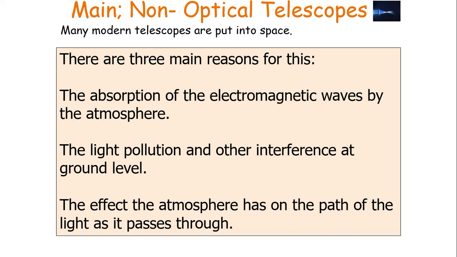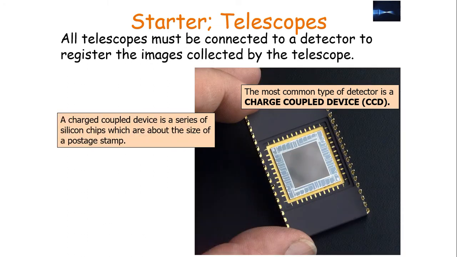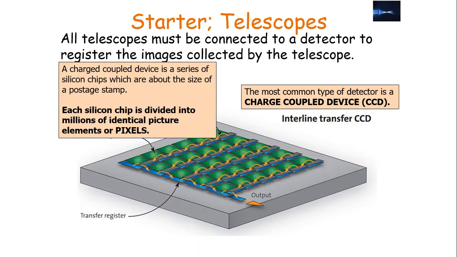Now, whilst we've talked about the different types of non-optical telescopes, we've got to look at also the detectors of these telescopes. Now, all telescopes must be connected to a detector to register the images collected by the telescope, and the most common type of detector is something called a charge coupled device, or CCD. Now, a charge coupled device is a series of silicon chips which are about the size of a postage stamp. Now, each silicon chip is divided into millions of identical picture elements or pixels.